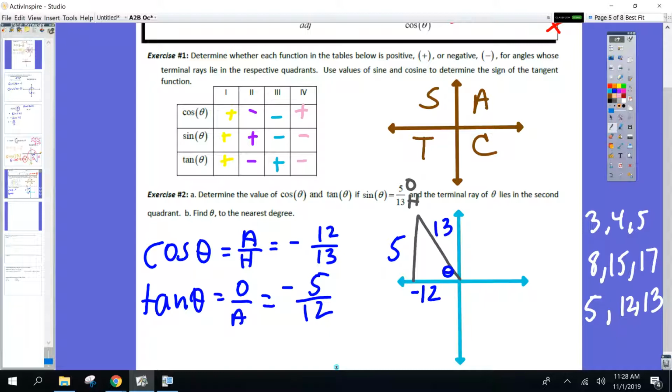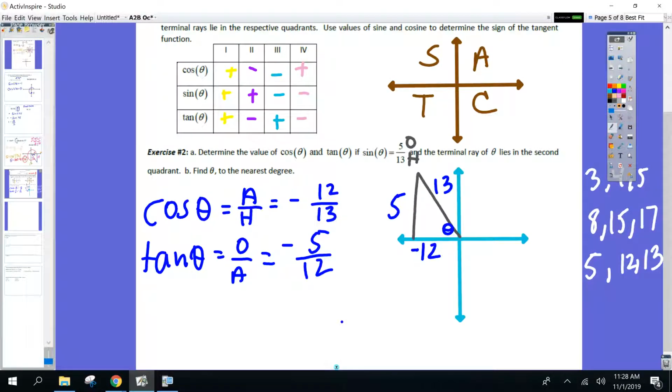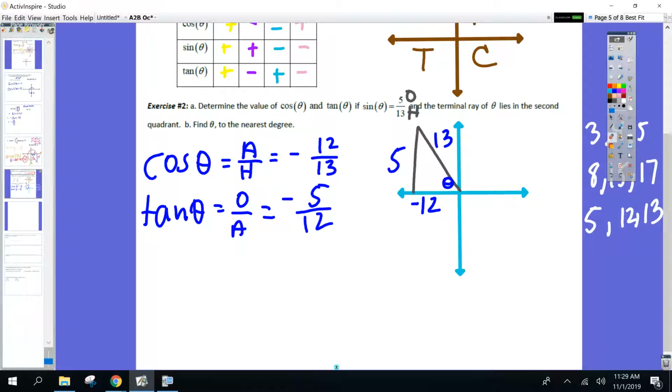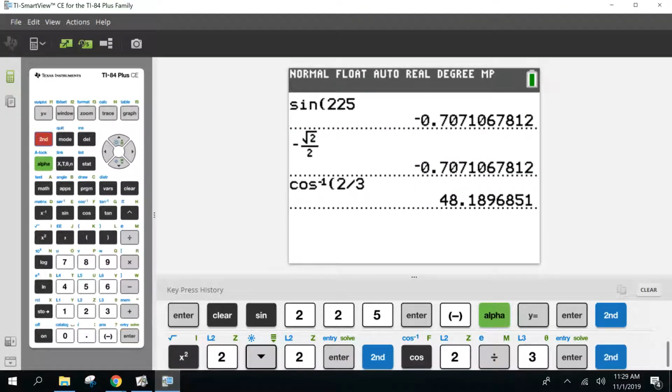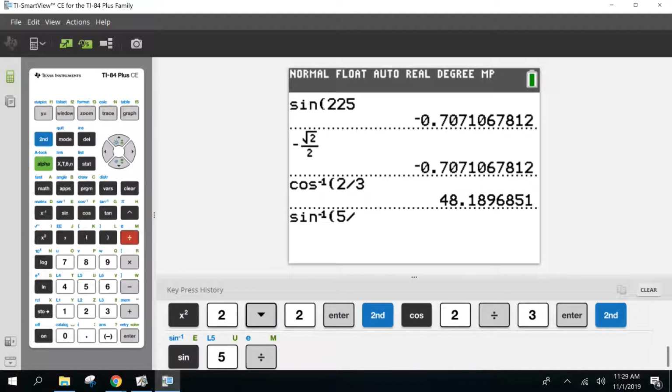And then what's the last thing we need to find? The angle in the second quadrant. Now you've got 3 to choose from. You can do inverse sine, cosine, or tangent. My advice, even if you want to take it or not, is to do the positive one, which in our case is sine. So I'm going to do inverse sine of 5 over 13, what was given to me, because that's the positive one.